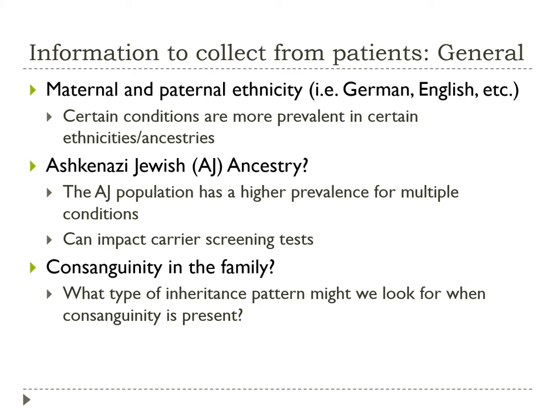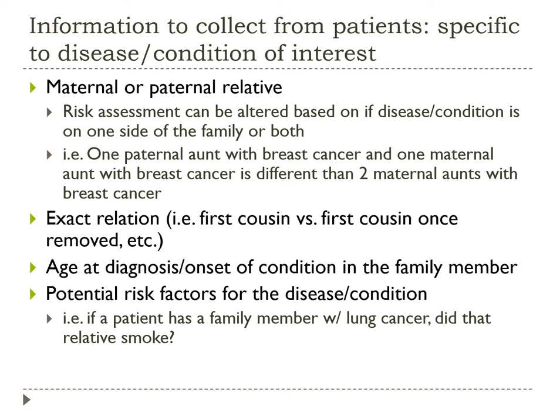Information to collect: maternal and paternal ethnicity. German, Irish, African American, Hispanic, because different ethnic groups are at different risk of other things. Are they of Ashkenazi Jewish ancestry? There are a number of inherited disorders that are more common in the Ashkenazi population. And consanguinity: is it possible that they're related? Most people laugh, but not all.